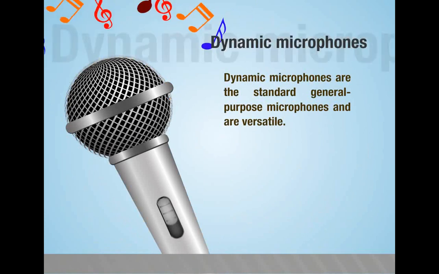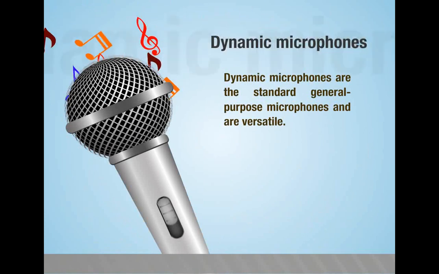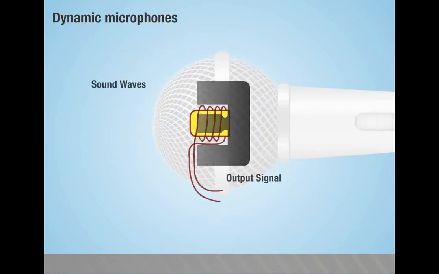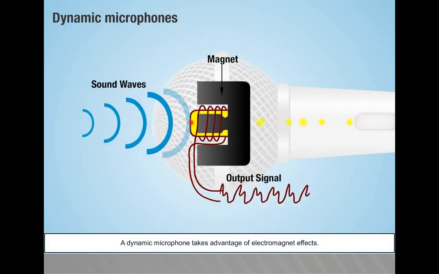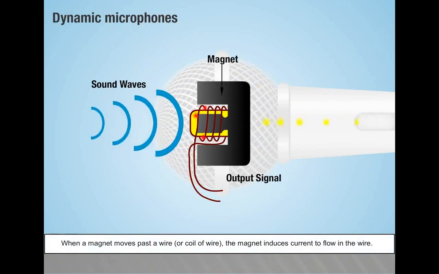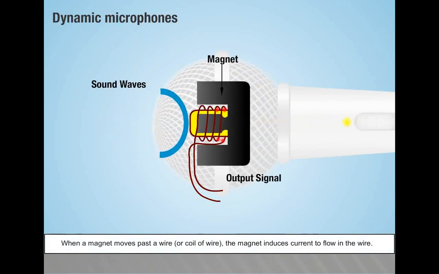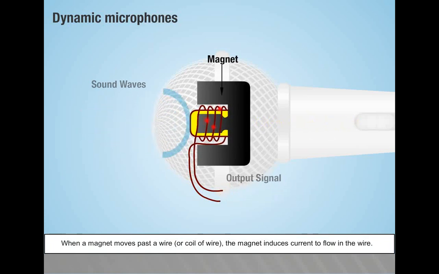Dynamic microphones are the standard general-purpose microphones and are versatile. A dynamic microphone takes advantage of electromagnetic effects. When a magnet passes through a wire or a coil of wire, the magnet induces current to flow in the wire.